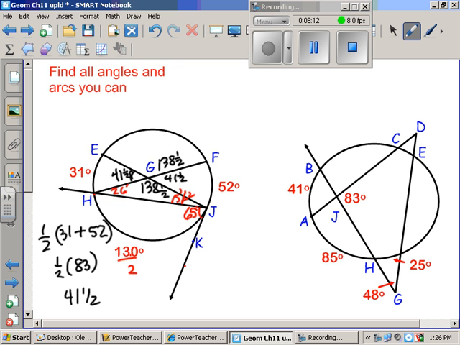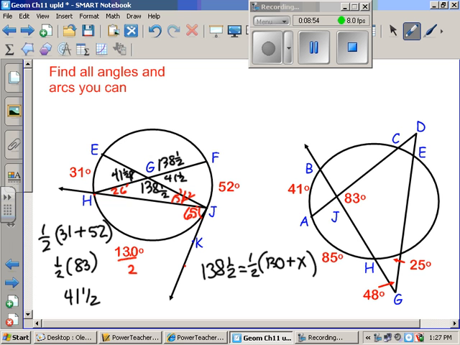Now I have all the angles. I have almost all the arcs. I don't have arc EF yet. But I know that an angle formed inside a circle, like EGF, is equal to half the sum of its two intercepted arcs. So in this case, 138 and a half is equal to 1/2 of 130, which is arc HJ, that's one of its intercepted arcs, and the one I'm looking for, EF.